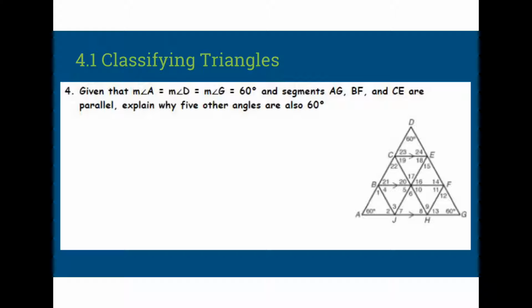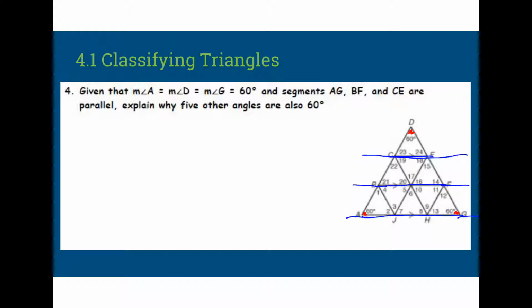And last question. So given that the measurement of angle A, D, and G, so we've got all of these angles here that are 60 degrees, and we also know that we've got some parallel lines, so we know that AG is parallel to BF, which is parallel to CE. So with that information, how can I get at least 5 more? And I will tell you that all of these angles are going to be 60 degrees. So you don't have to get the same 5 that I do, but see if you can figure out why 5 of these would have to be the same.